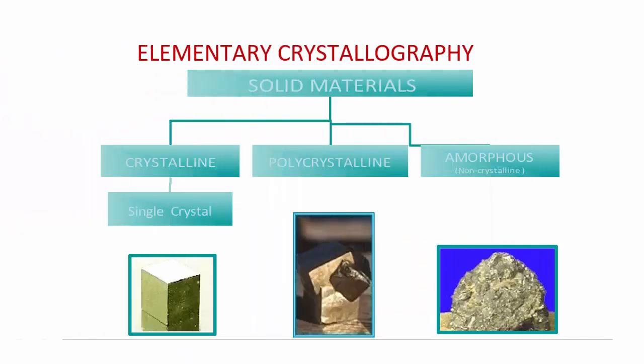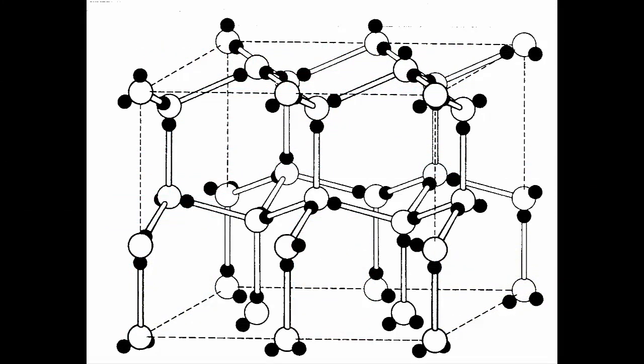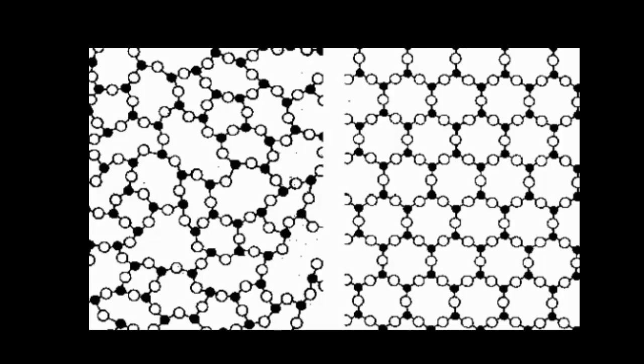Types of solids: single crystal, polycrystalline, and amorphous are the three general types of solids. Each type is characterized by the size of the ordered region within the material. An ordered region is a spatial volume in which atoms or molecules have a regular geometric arrangement or periodicity.